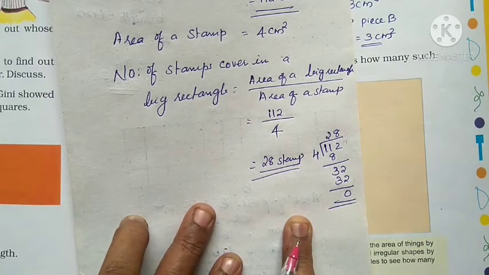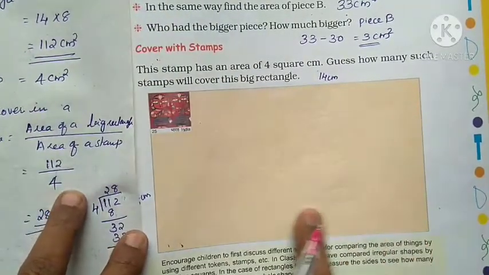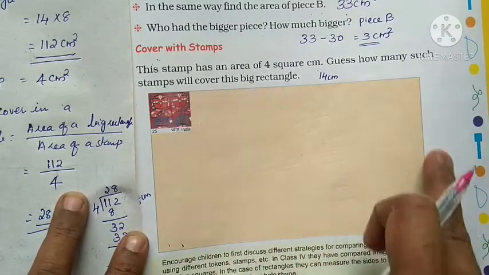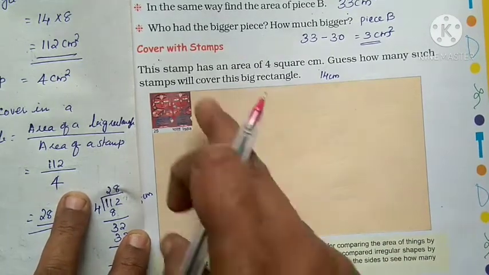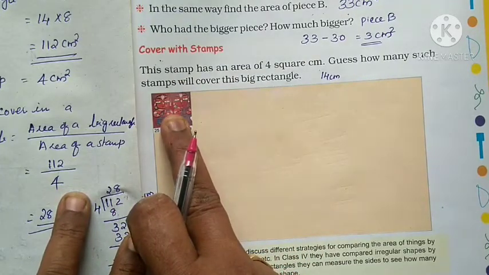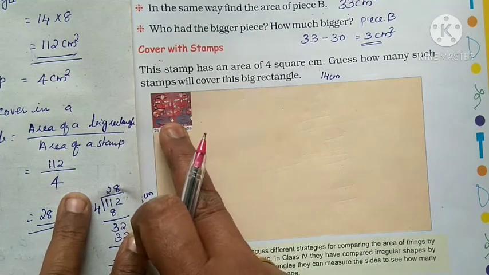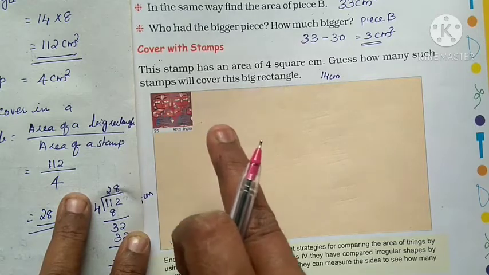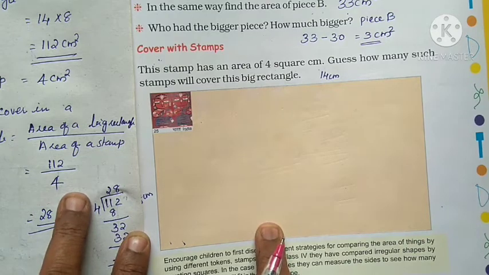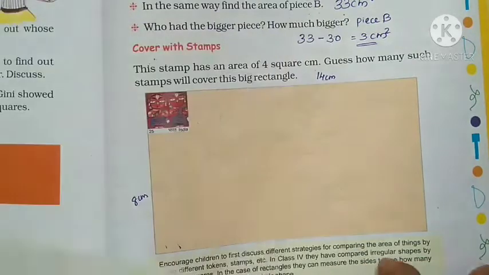Understand? All of you understand? Once again. So we want to find out the number of stamps to cover this big rectangle. So first we have to find out the area of the big rectangle and then find out the area of a stamp. Then the area of the big rectangle divided by the area of a stamp gives the number of stamps to cover this rectangle. Understand? This is the way we have to find out the answer. So open the next page.